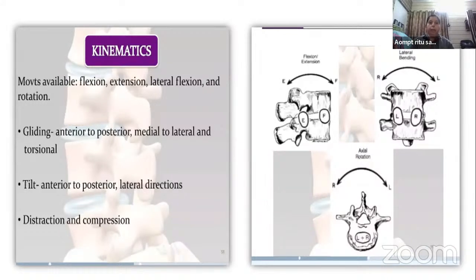And tilting, anterior to posterior and in the lateral direction, or distraction and compression. So these are the kinematics of the joints of the lumbar spine. These movements are easily available in the lumbar spine, like you can see here: flexion, extension, as well as lateral bending and axial rotation. This is the way we understand which movements are easily available in each direction, so we have to check in these directions.